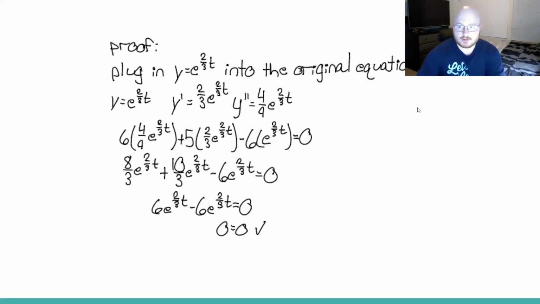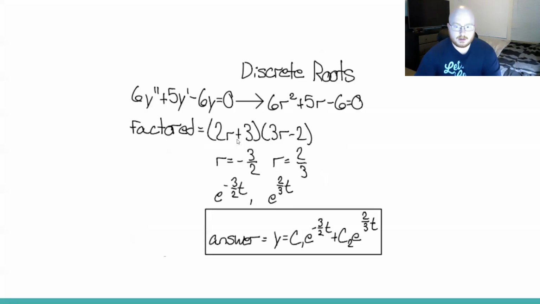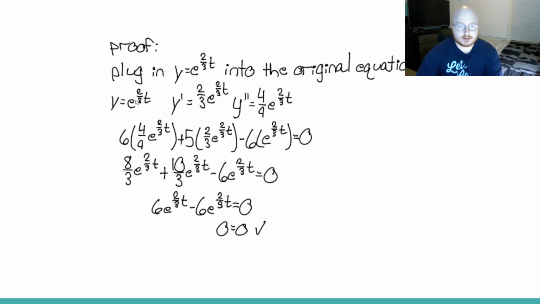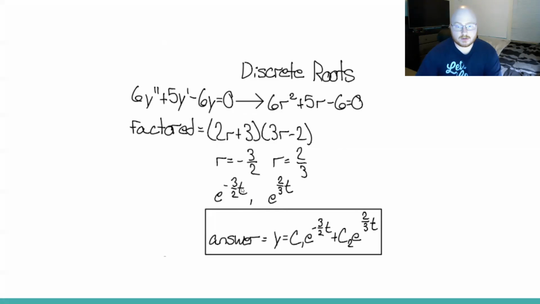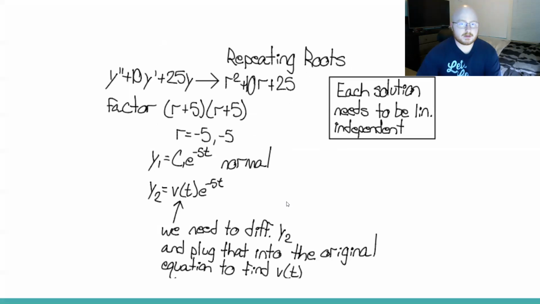And here's a proof. If you plug e to the 2/3 t into the original equation, so you just take the derivative of y and plug all this in, it all boils down to 0 equals 0, which obviously is true. And that works for either one of these values. I just kept it simple and plugged in one as an example.